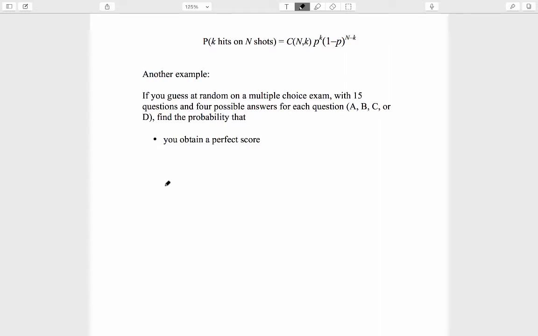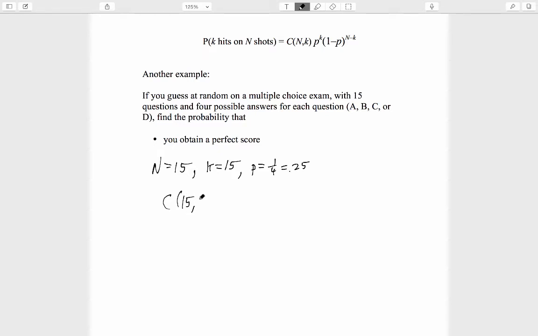We want to use the results of our reasoning about taking shots at a target and apply it to something else. Now there are 15 questions on the exam. That plays the role of 15 shots at the target. We are asking about the possibility of 15 hits on 15 shots. You could say 15 successes in 15 attempts. And the probability of success on each individual attempt is 1/4, or 0.25, because there are 4 choices for each question. So on each individual guess, there is a 1/4 probability of guessing correctly. What does the formula have to say?